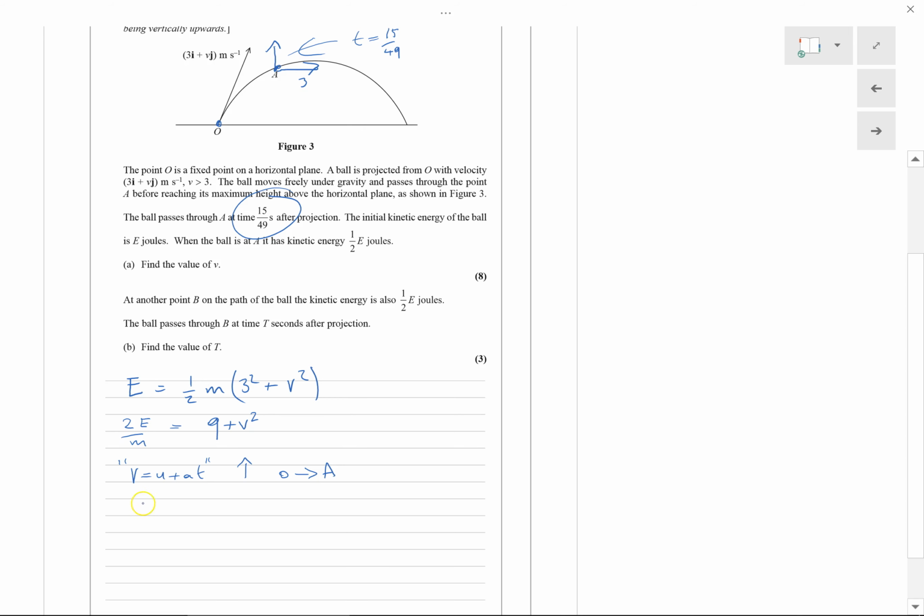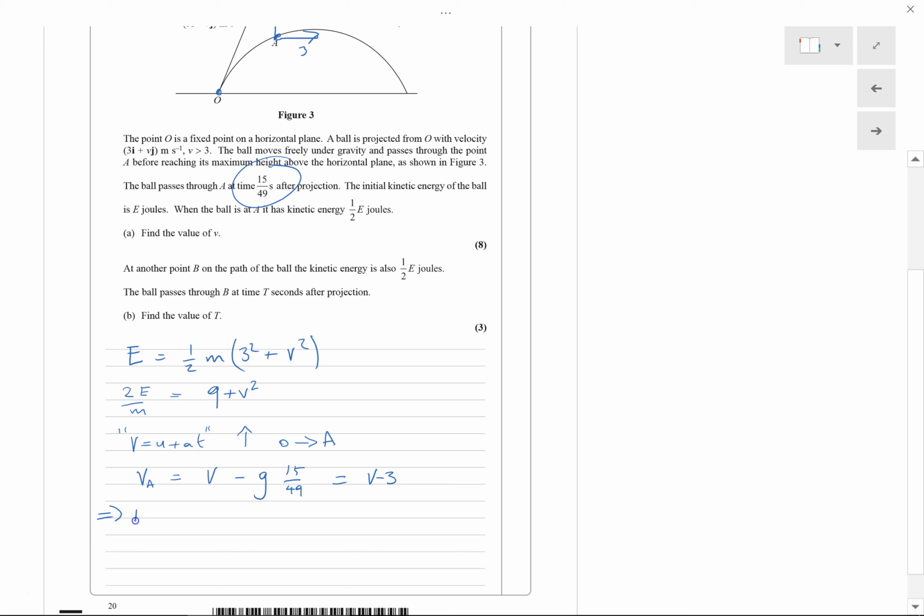Okay, well, let's call it V at A for this purpose, which is equal to U, which is equal to V, because we're looking at the vertical component here, minus G times T, which is 15 over 49. If ever they give answers with 49s and such things, it probably means we want to work G out, because 49 cancels nicely with 9.8, and that makes it a fifth. So I think that makes it equal to V minus 3.